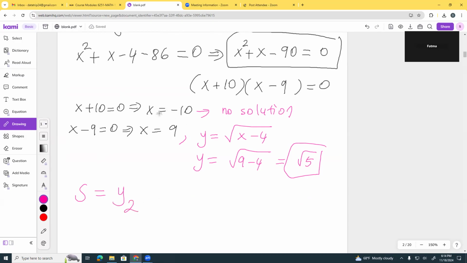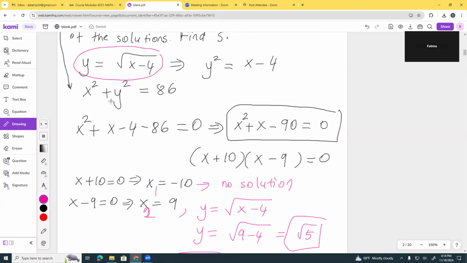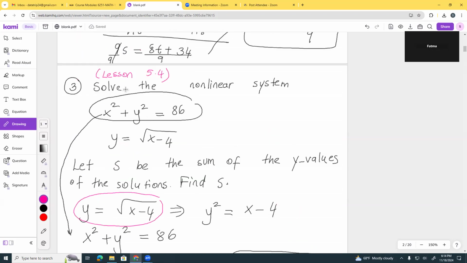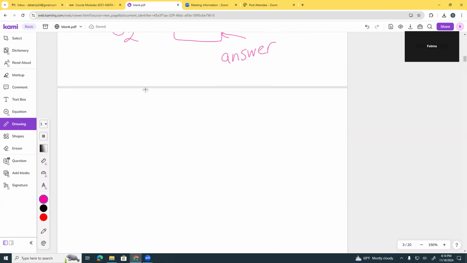Since there is only one Y value here, S will be the only Y value. If I call this Y1, and then this one is Y2, the only expected answer is the square root of 5 for this question. Since there was one solution only, when we add the Y values of the solution, this is what we get for number 3. This is a problem from 5.4. Okay, that's number 3 for the test. This is also a question style that you're going to see on the final exam. Whatever we're doing here, we're reviewing for both the final exam and the test, because everything also shows up on the final exam.